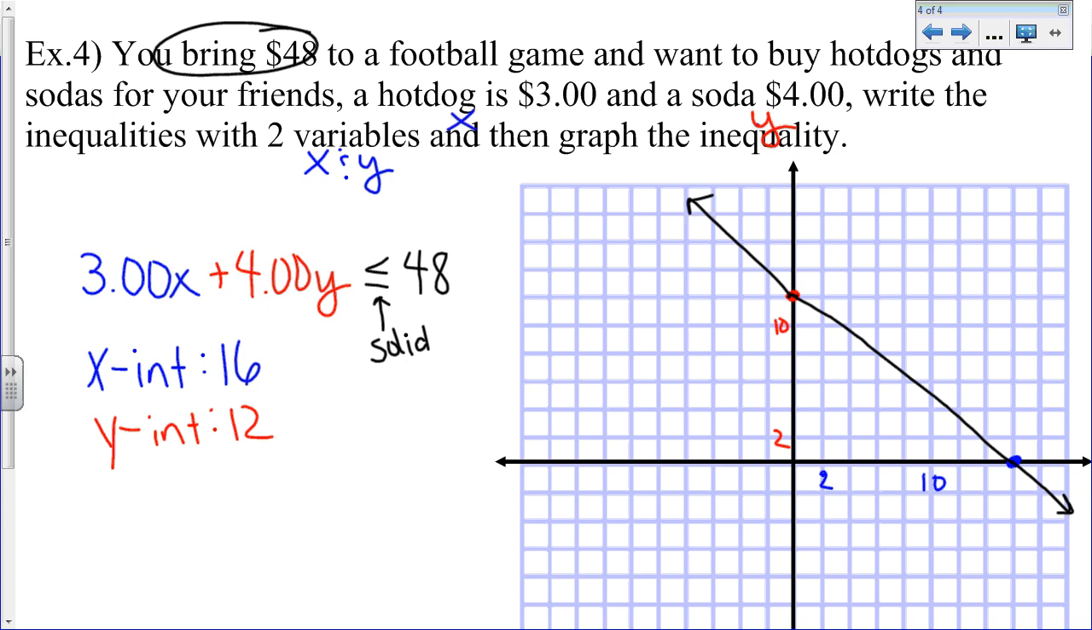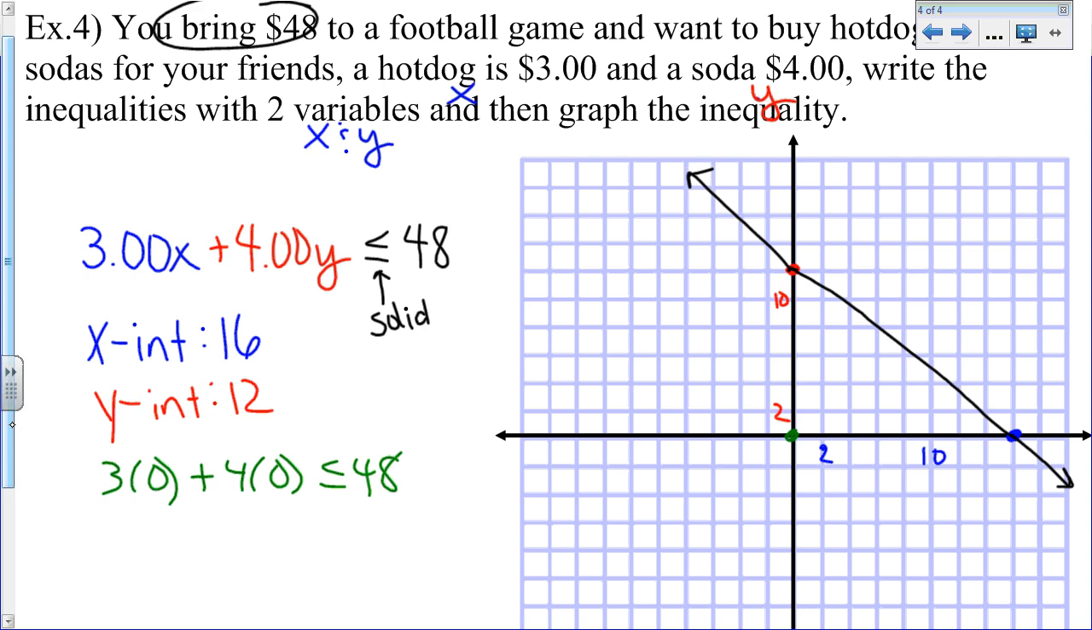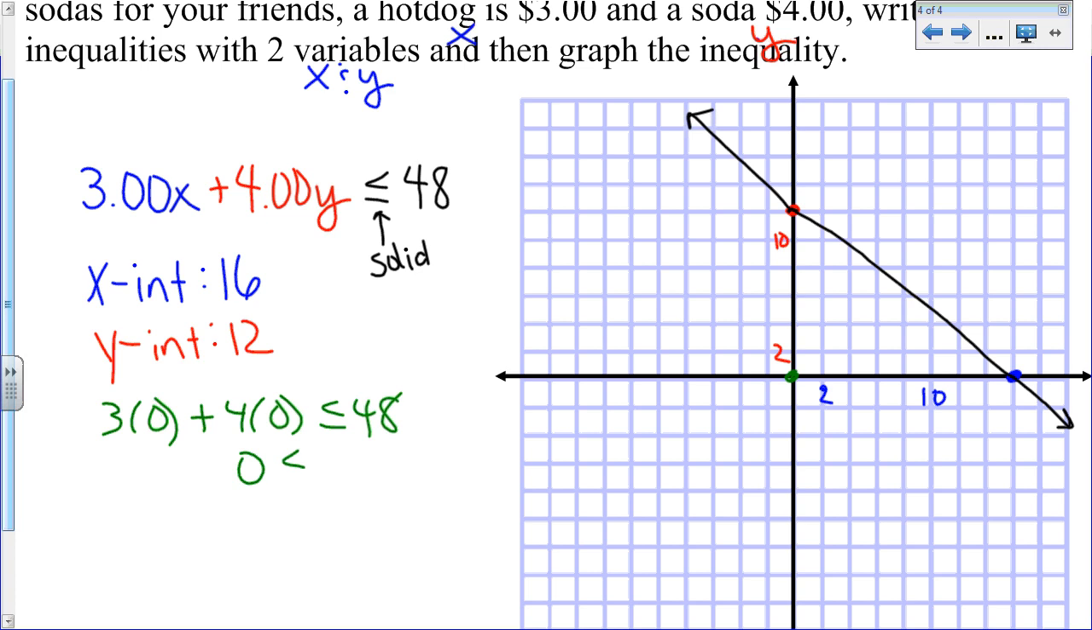I need to test a point that's not on the line, so I'm going to test 0, 0. We're going to plug 0, 0 in for that. So I'm going to have 3 times 0 plus 4 times 0. Is that less than or equal to $48? Hopefully you realize 0, 0 is already a solution because you can go there and buy 0 hot dogs and 0 sodas and not go over your $48. But we do get a true statement. 0 is less than or equal to 48. It's true, so that means I'm going to shade over all of this.